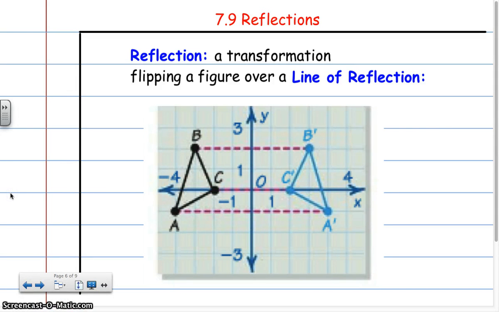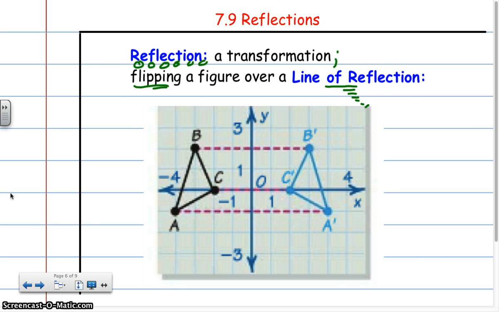Okay, today's lesson is 7.9. We are going to talk about reflections. When we talk about reflections, we're talking about a transformation. Remember, a transformation is changing. It's like translating. So a reflection vocab word is a transformation, meaning flipping a figure over a line of reflection.